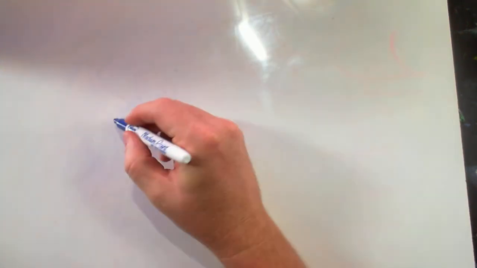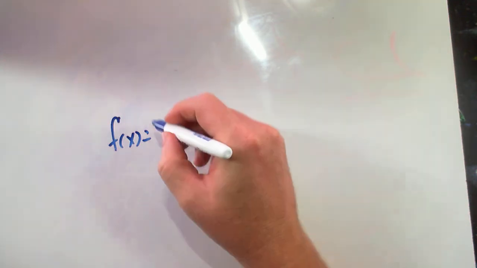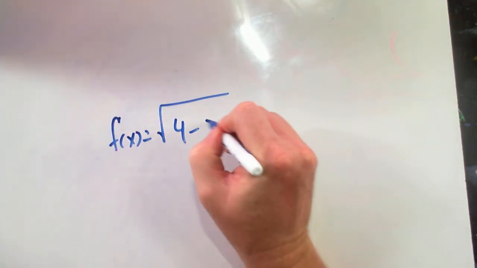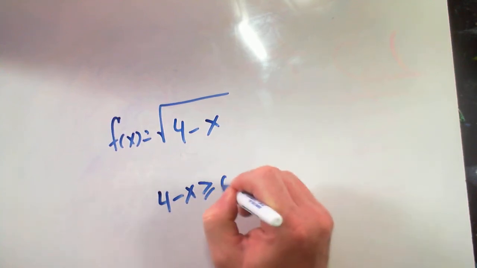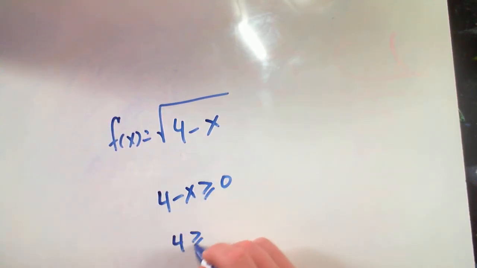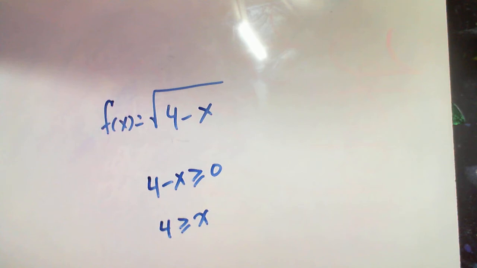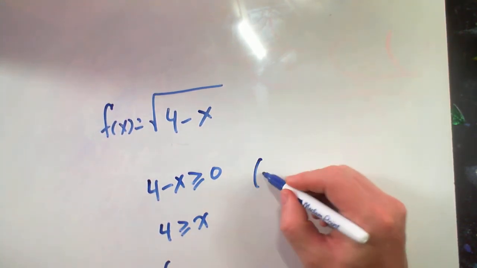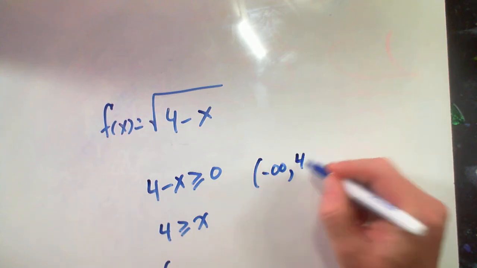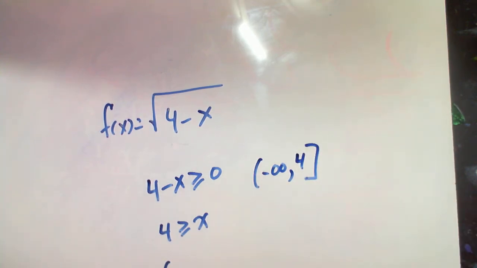F of x equals the square root of 4 minus x. Again, 4 minus x greater than or equal to 0. 4 greater than or equal to x. So now x is smaller than 4, so we're going to go from negative infinity up to 4 and include it.